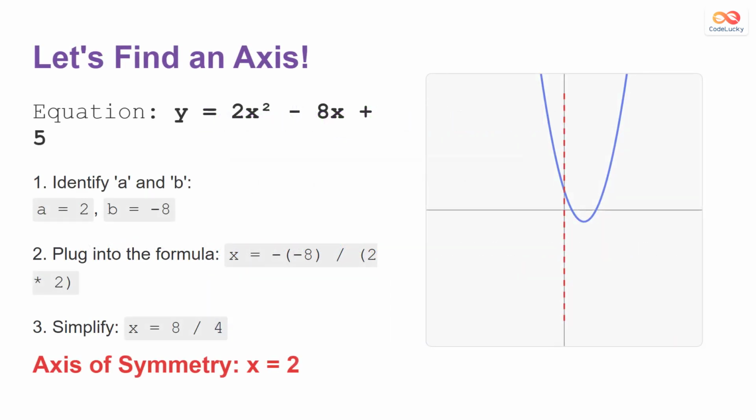Let's walk through an example. Imagine we have the equation y equals 2x squared minus 8x plus 5. First, we identify our a and b values. Here, a is 2 and b is negative 8. Next, we substitute these into the formula. We get x equals the negative of negative 8 divided by 2 times 2. This simplifies to 8 divided by 4. So the axis of symmetry is the line x equals 2.